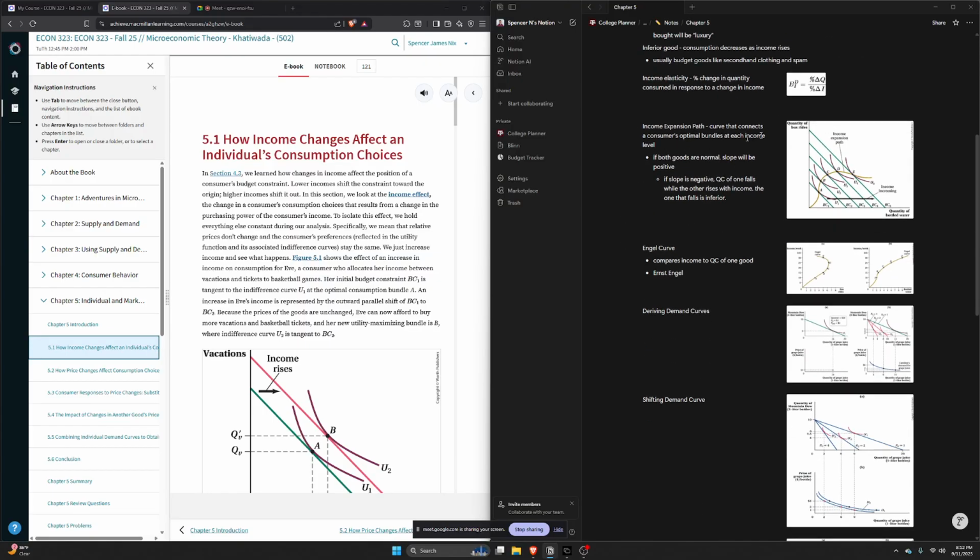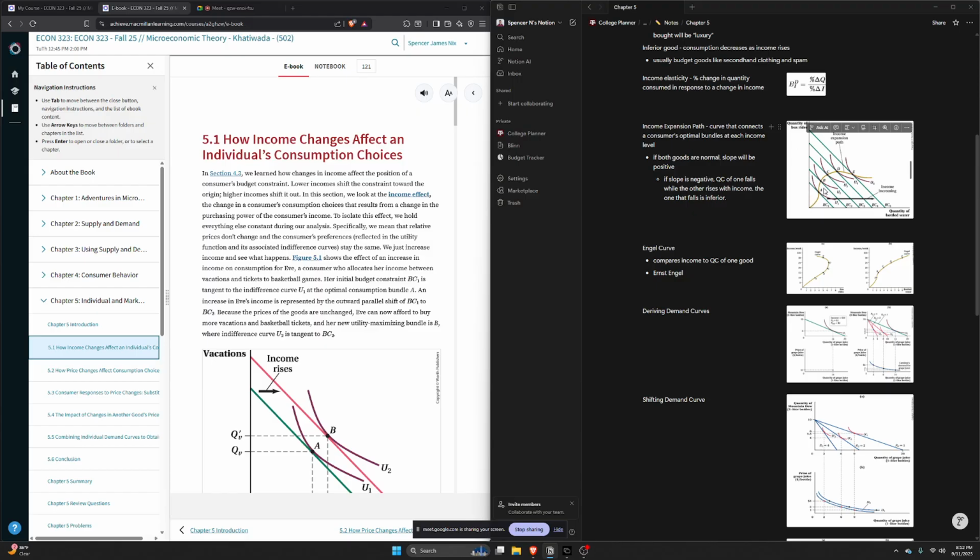So the income expansion path, these straight lines and these curved lines are the same stuff we learned about in chapter 4. So the straight lines are the budget constraints. Like if she spent all her money on bus rides or all her money on bottled water, that's how much she could buy. And then this utility curve, the same thing.